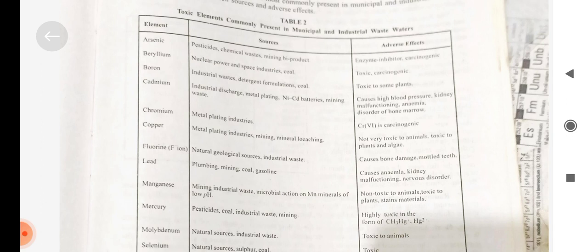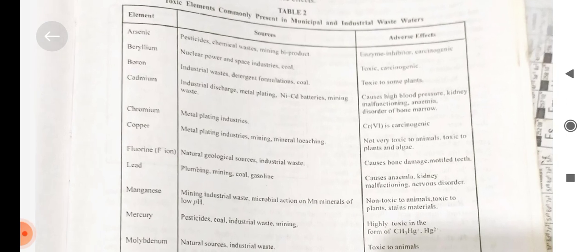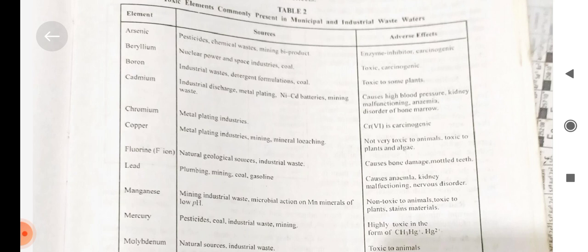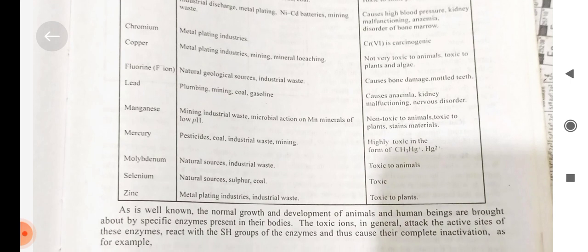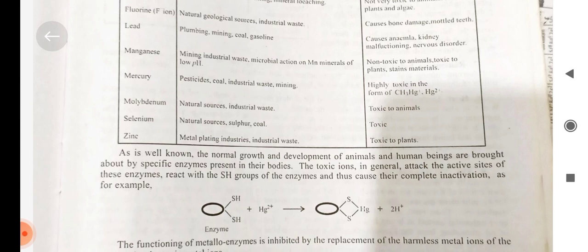which comes from the sources pesticides, chemical wastage, mining byproducts, and its adverse effect is enzyme inhibition. Like cadmium, its sources are industrial discharge, metal plating, nickel cadmium batteries, mining wastage, etc. And the adverse effects are high blood pressure, kidney malfunctioning, anemia, and disorder of bone marrow. Elements like chromium, copper, lead, manganese, zinc all have their sources and their adverse effects. Some are toxic to plants, to animals, etc.